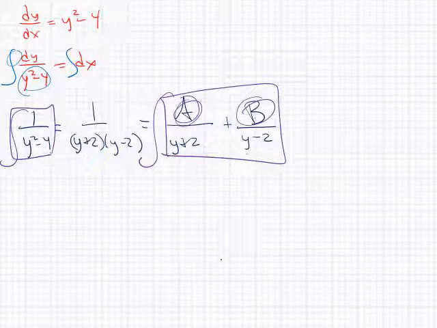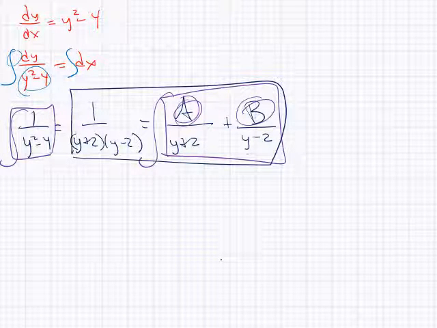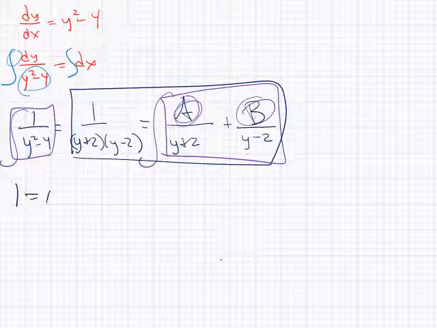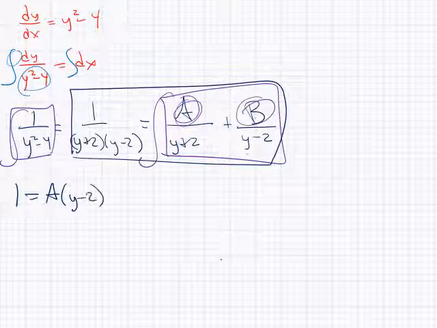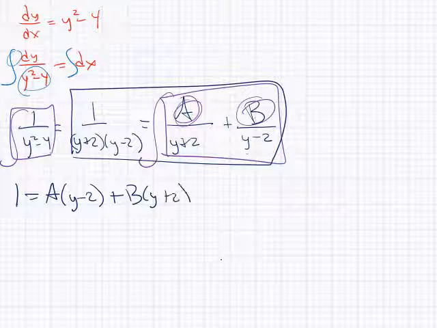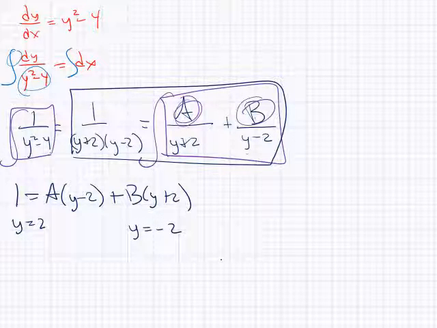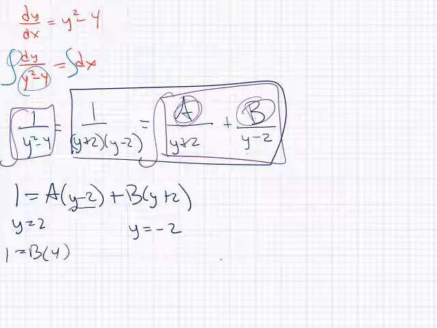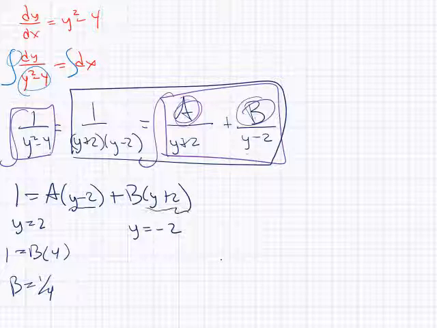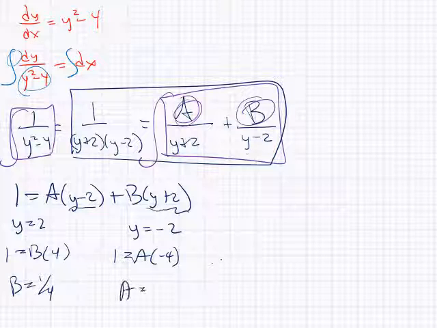Well, the way you do your decomposition is you first clear the fractions out of this piece. So we get 1 equals A times (y minus 2) plus B times (y plus 2). We're going to say y equals 2, y equals -2. When y equals 2, this becomes 0, so we get 1 equals B times 4, so B equals 1/4. When y equals -2, this becomes 0, so we get 1 equals A times -4, so A equals -1/4.